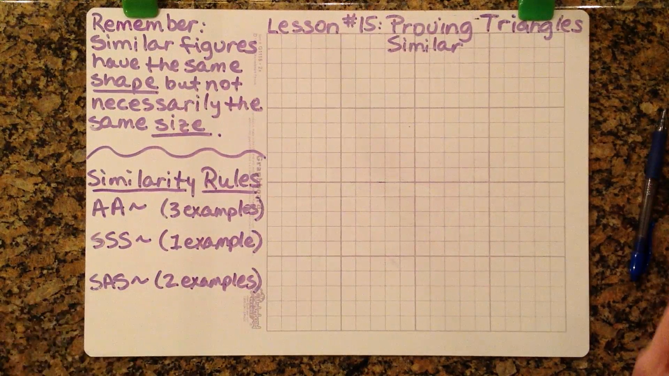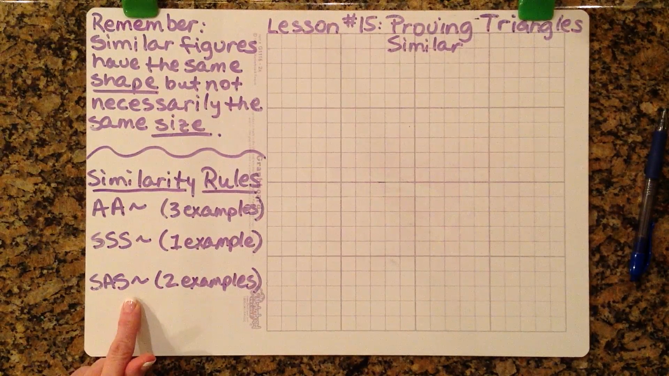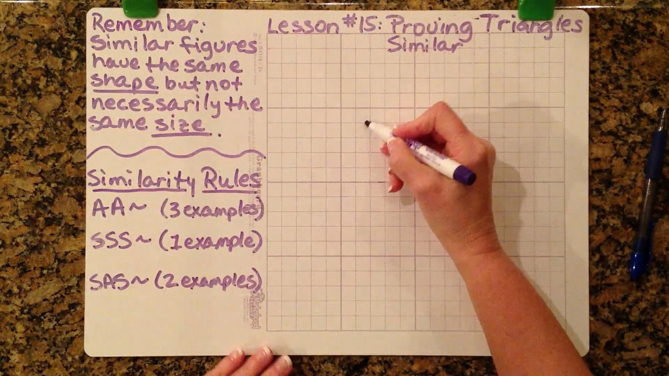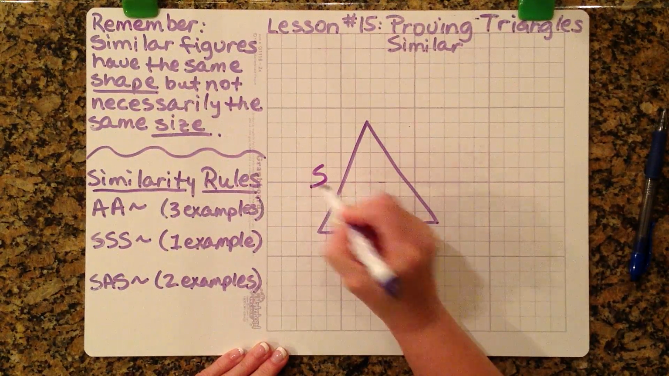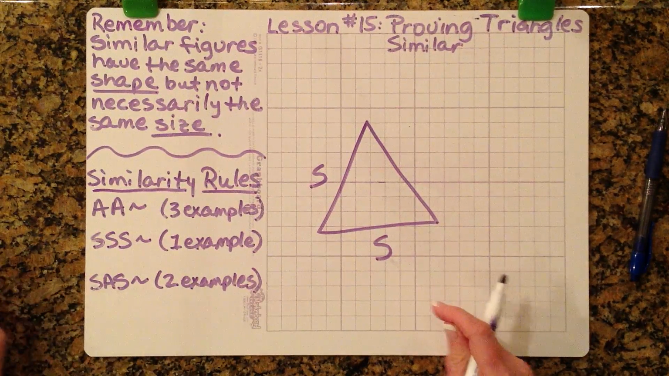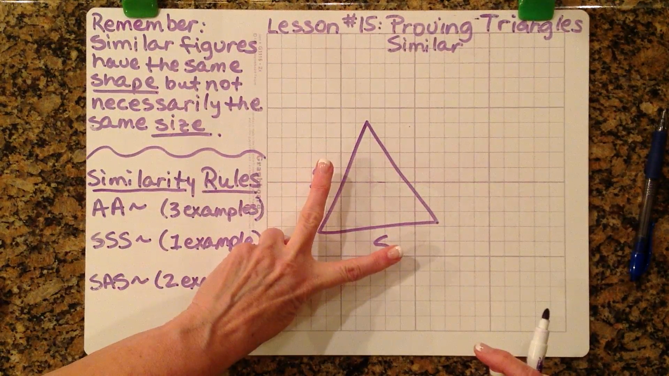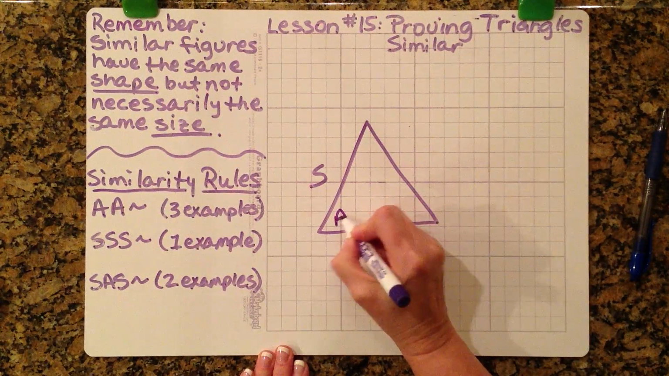Okay, let's go down to our third similarity rule, which is side, angle, side. What that is, that's going to be a side, an included angle, and a side. Remember that? So if I have a triangle here, if I have a side and I have a side, what is the included angle? It has to be right in between there. So it's going to be this angle right here. So that's going to be my angle.